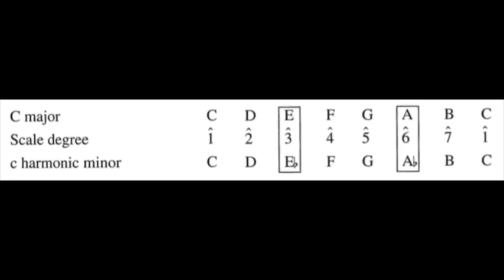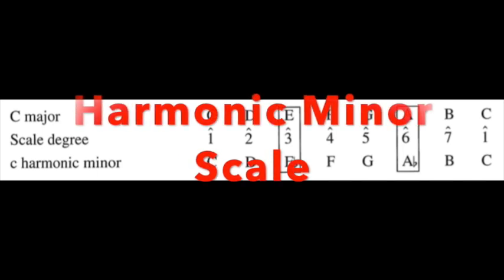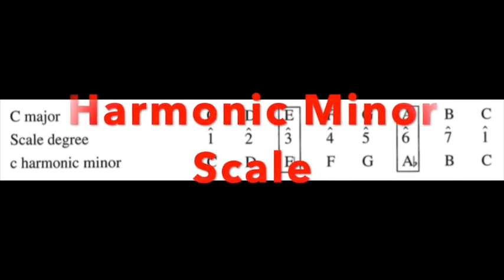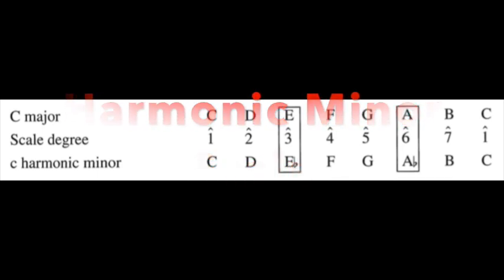Another minor scale type is the harmonic minor scale, which can be thought of as a major with a lowered 3 and 6. So here in our C harmonic minor scale, we go C, D, E flat, like the natural, F, G, A flat, also like the natural, but here the B is not flatted.